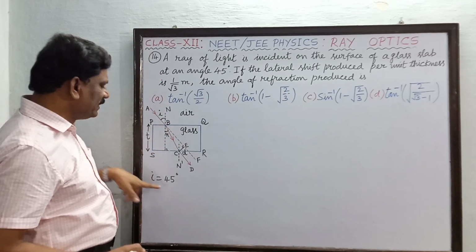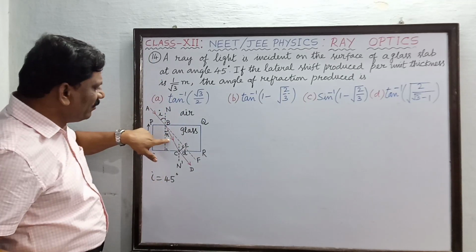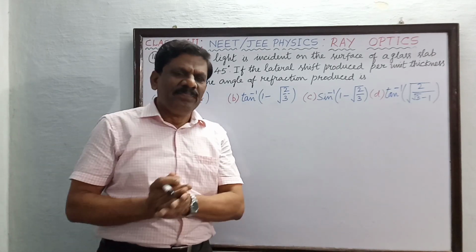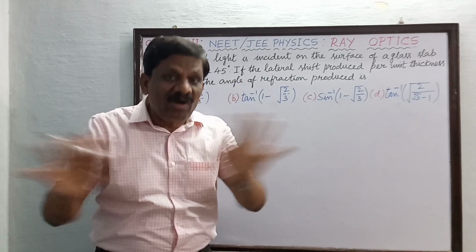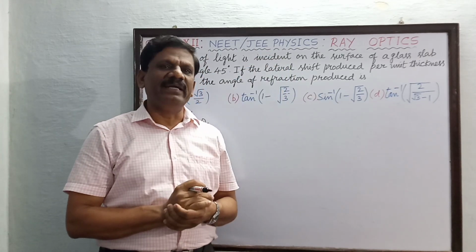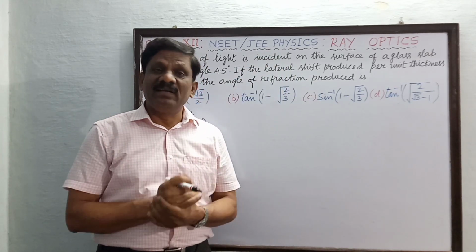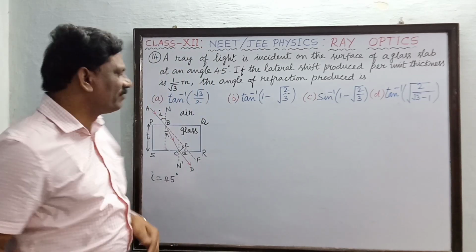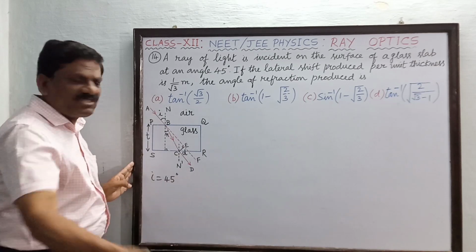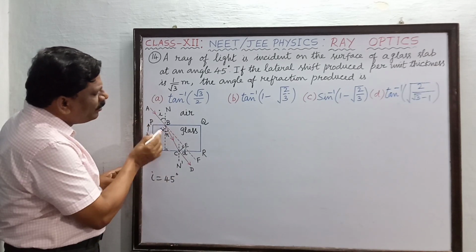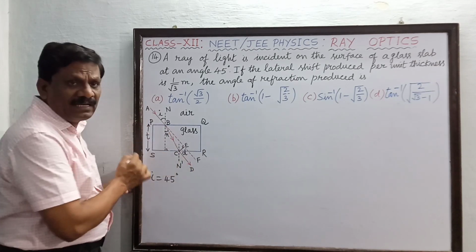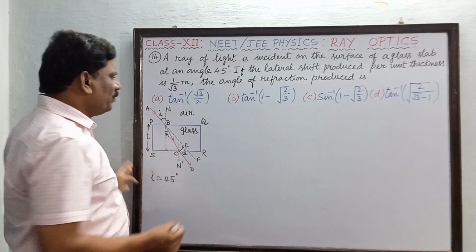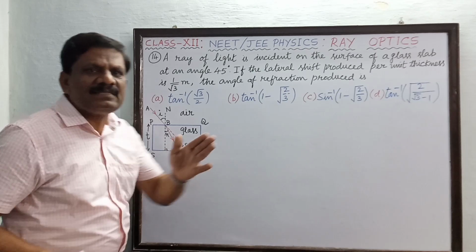So the angle of incidence is 45 degrees. The angle of refraction is r. Suppose the glass slab were not kept along the path of light, then the light would not have undergone refraction at all. Then what would have been the path of light in the absence of the glass slab? It would have traveled straight along the line ABEF. So that would have been its path in the absence of the slab. Because the slab is kept, it is deviating.